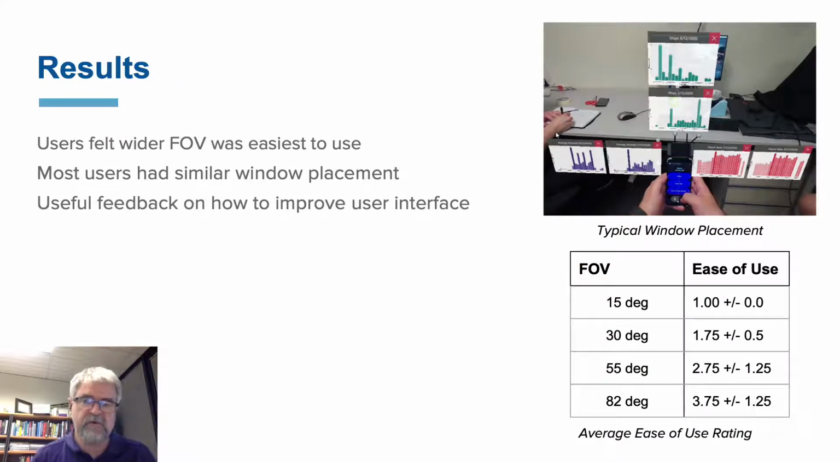So what we found was, not surprisingly, that users felt that the wider field of view was easiest to use. Most users also had a similar window placement. You can see the window placement there, where they tend to place windows above and to the left and right of the real phone. And we also got useful feedback on how to improve the user interface.